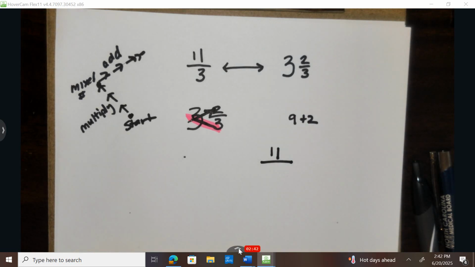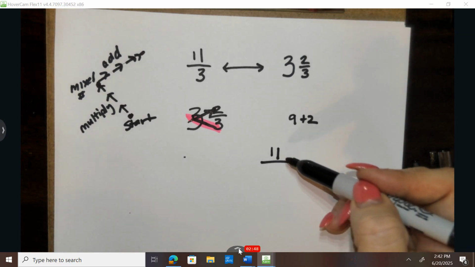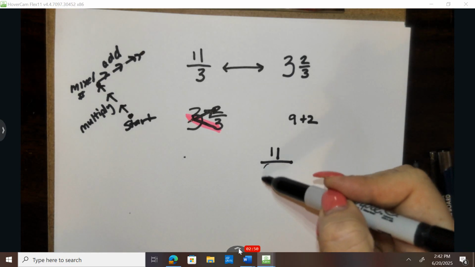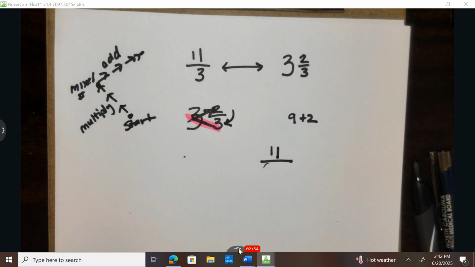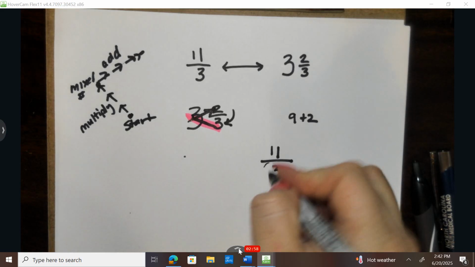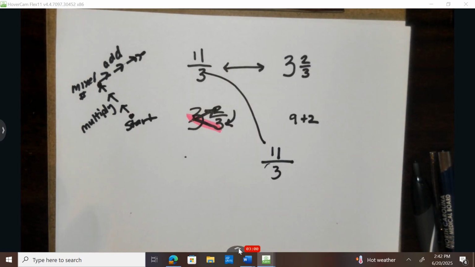Now, how do I determine the number on the bottom? The number on the bottom is called the denominator. Remember, the number on top is the numerator, the number on the bottom is the denominator. I determine this number always by that bottom number of the proper fraction in the mixed number. There we go. Boom. It's equal. Let's look at another one.